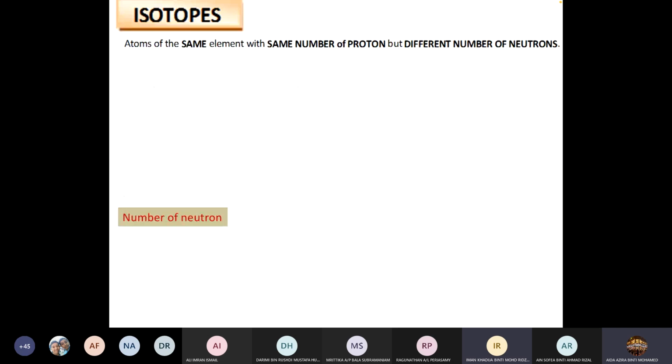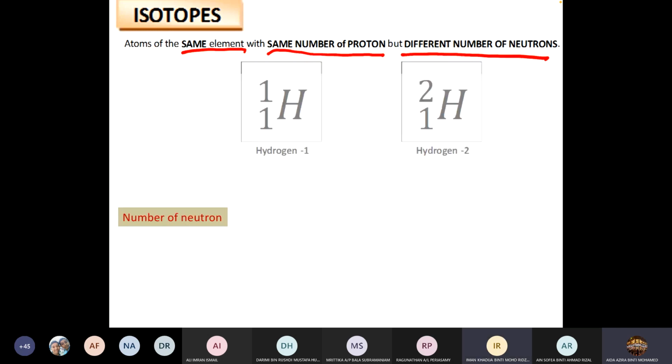Isotopes dia merujuk kepada atoms of the same element. Syarat yang pertama, dia mesti elemen yang sama. Lepas tu yang kedua, dia kena ada same number of proton. However, it has different number of neutrons. Okay, teacher bagi contoh.